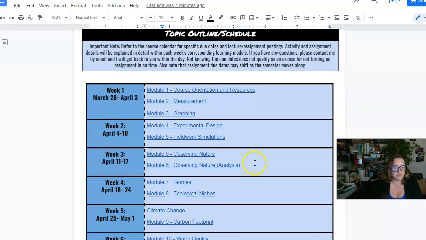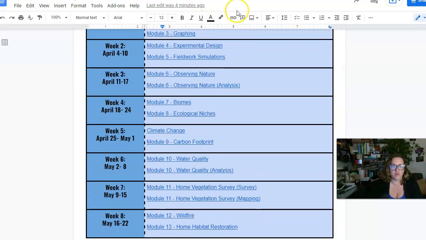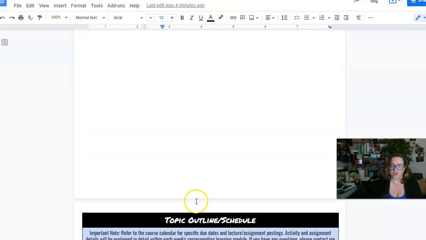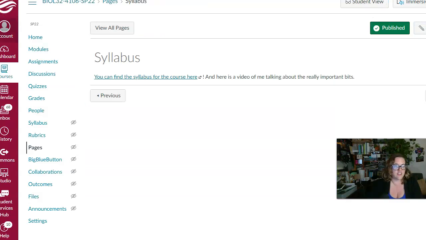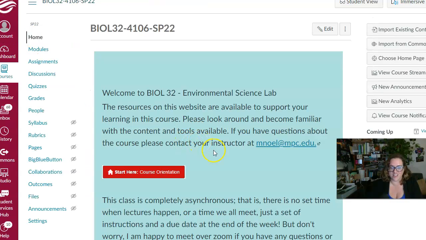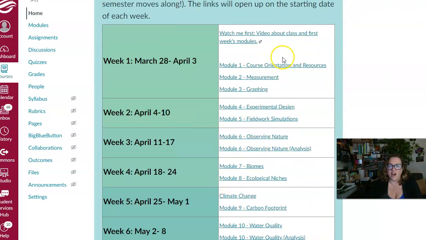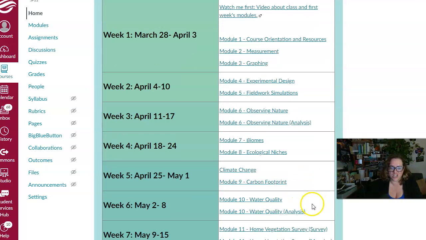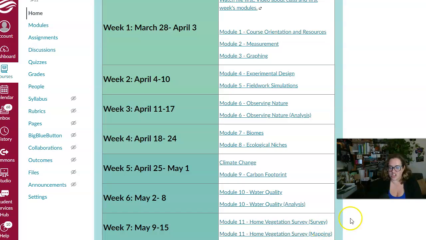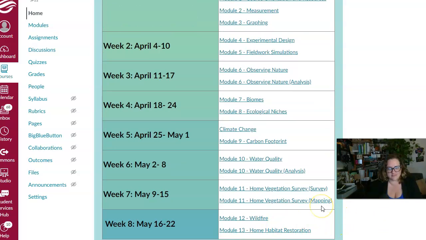And finally, on the syllabus, we have the modules. These are explained in more detail. This just tells you the order, but these are given over here on Canvas, so I'm not going to go over those in any great detail. So this week and next week, we are doing just kind of orientation to figuring out how we use our tools in science, and then we're going to start getting into observing nature in the third week, and we'll do some quick biome and niches, however you want to say that, climate change, water quality, some home vegetation surveys, and mapping, two of my favorite things.